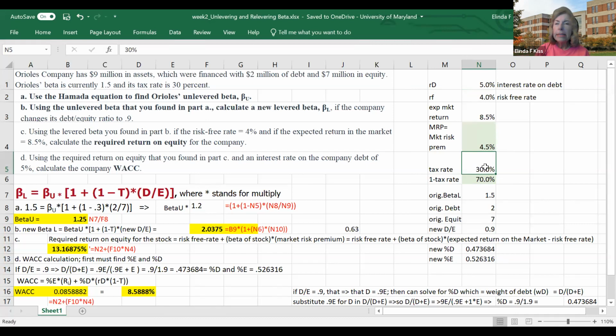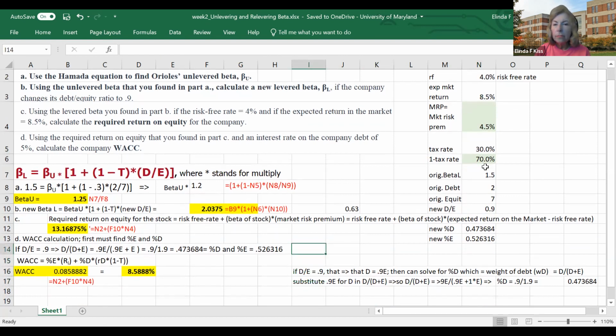To calculate the percent of debt, also known as the weight of debt, we need to convert the new debt equity ratio into the percent of debt. This process is shown in rows 16 and 17 of the Excel. The calculation is as follows. If the debt equity ratio is 0.9, that implies D equals 0.9E. Then we can solve for percent D, the weight of debt, W sub D, which equals D divided by D plus E, that is, debt divided by the sum of debt plus equity.